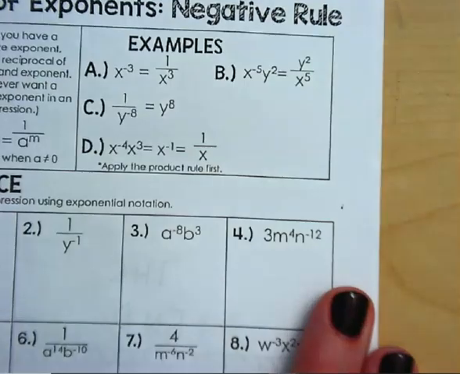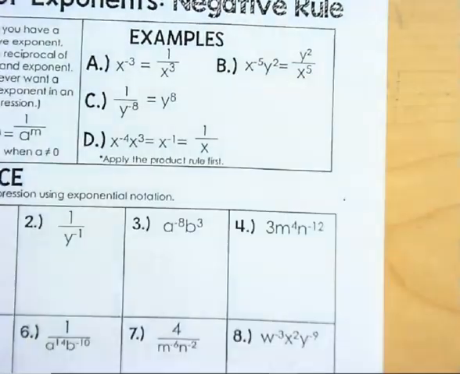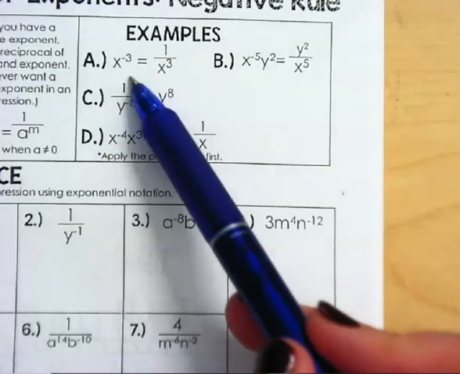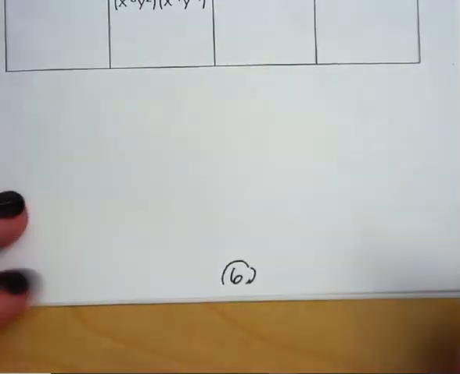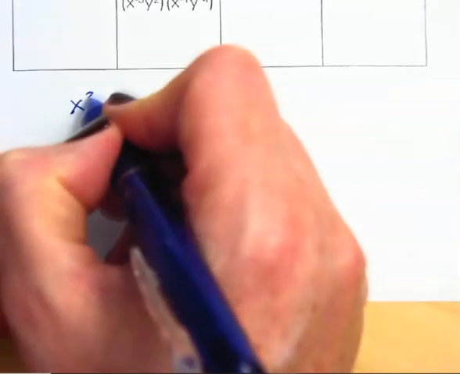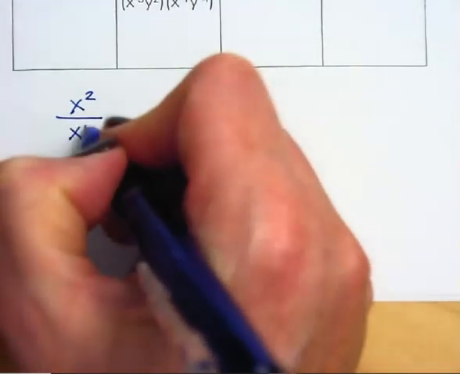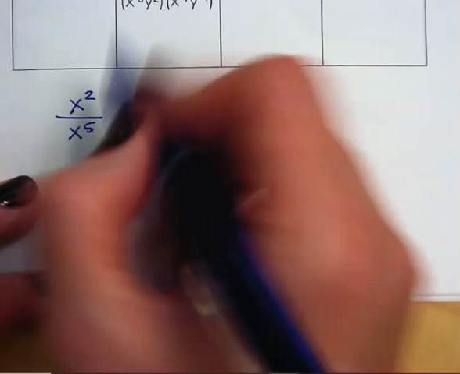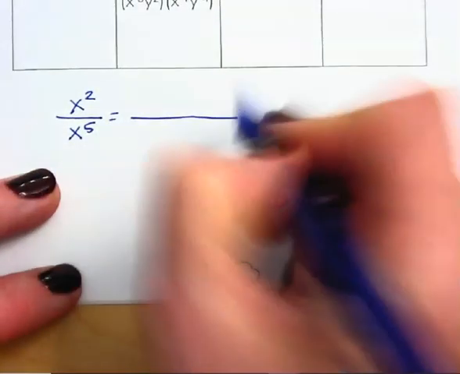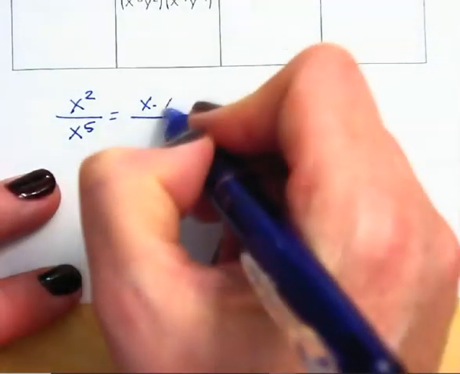And then on the last page, we have the negative rule. Before I talk about these examples right here, I kind of want to set the situation up for you. Let's say that we have a quotient here where there are more x's on bottom than top. Here's what this means in detail.